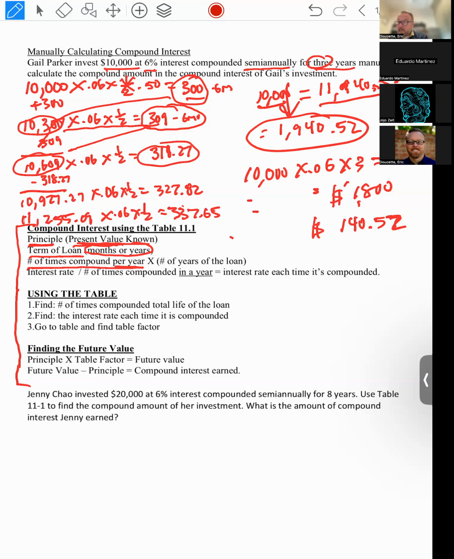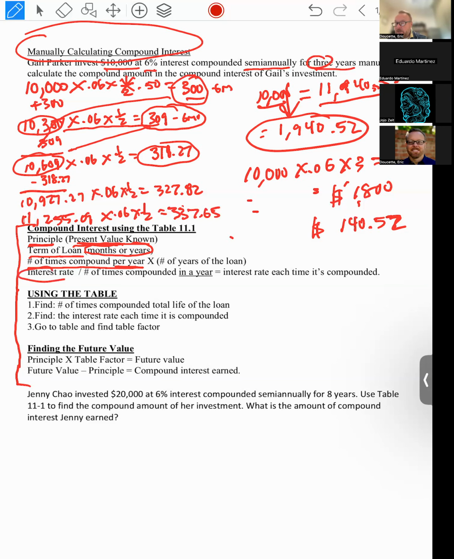So if the term is 3 years and it's going to be compounded once a year, then it would only be compounded 3 times. But in light of the problem that we looked at earlier here, we said it was going to be compounded semi-annually, which means twice a year. Well, if it's a 3-year loan and it's compounded twice a year, that means it's going to be compounded 6 times, right? So that's what we call the number of periods, or the number of times it's going to compound.